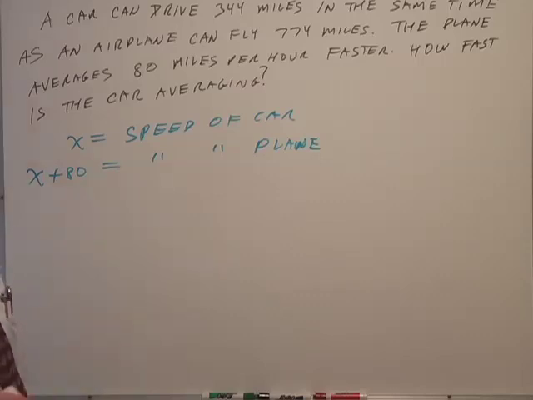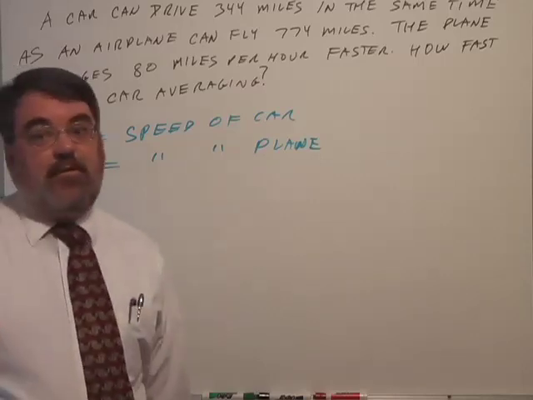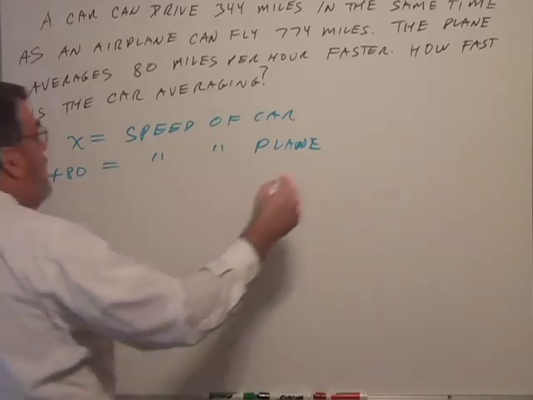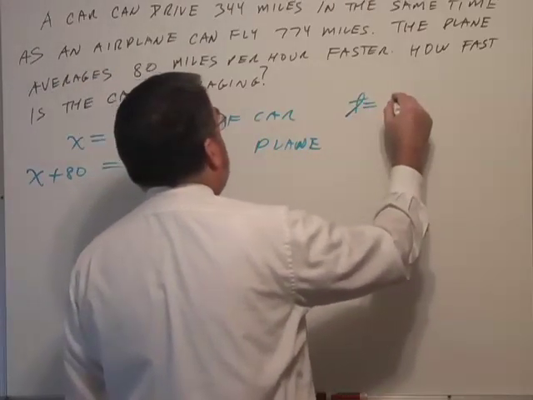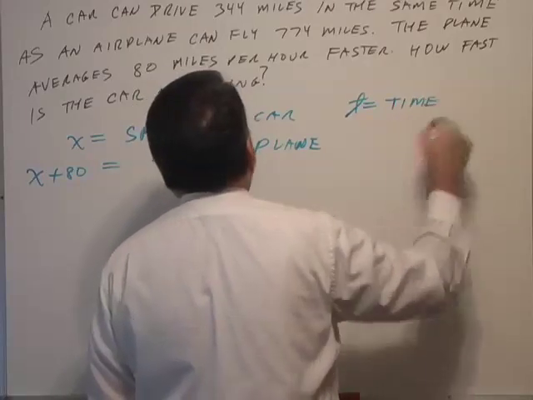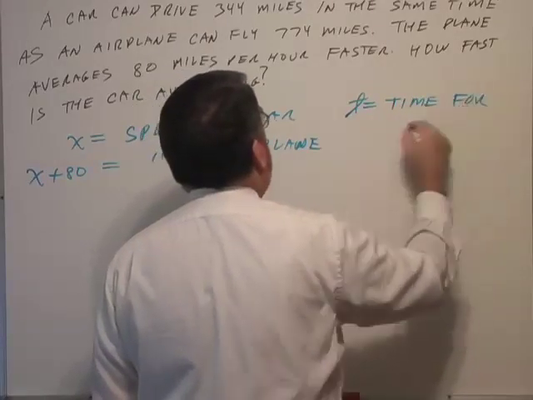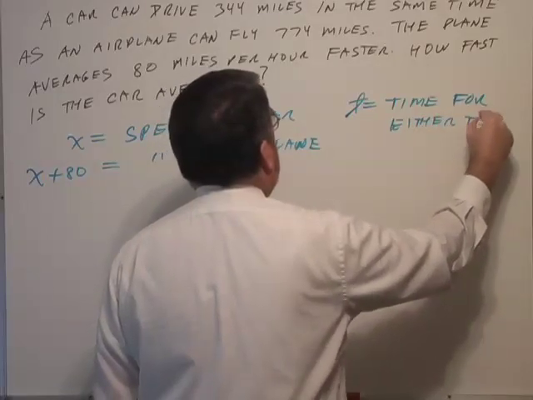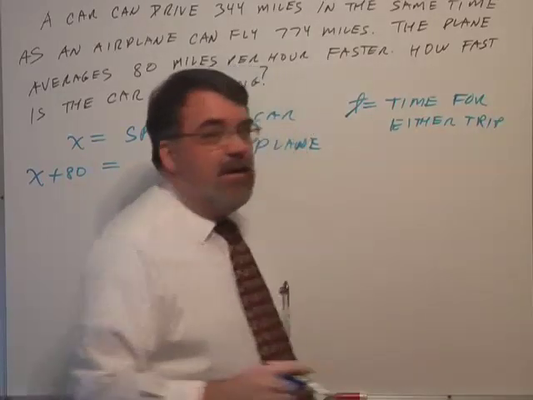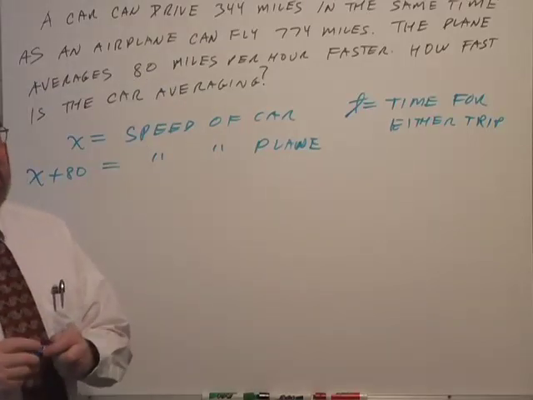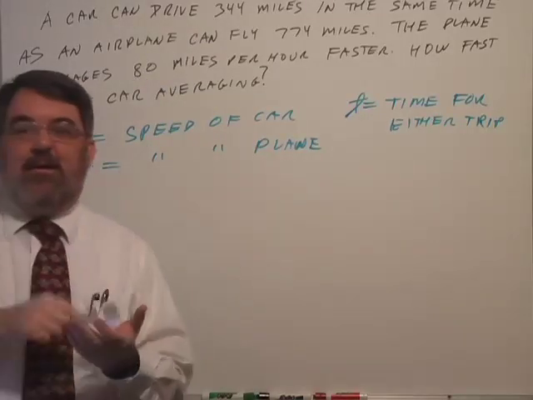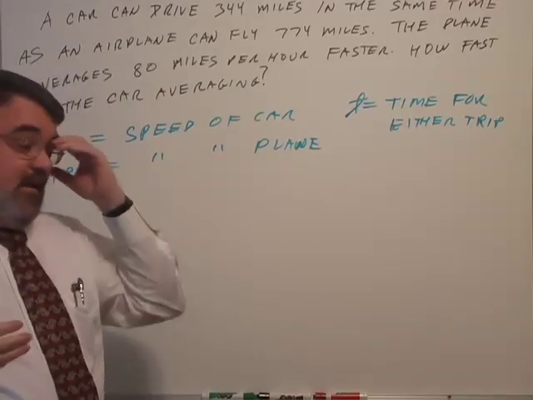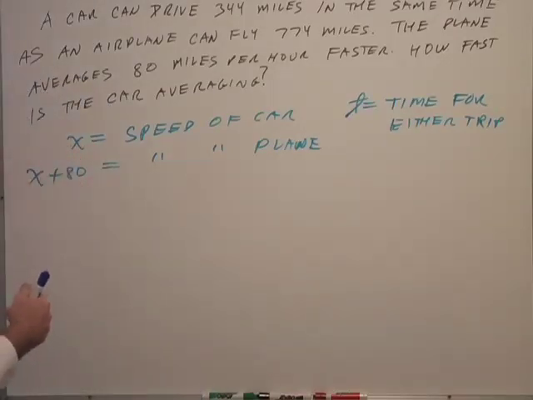We're also going to need time, and it is the same time for each trip. So I'd like to use t for time. Let t equal the time for either trip. Since it's the same, I can get by with one letter for time. I can't get by with x for car and plane because the plane is going faster, so I have to change that to x plus 80.